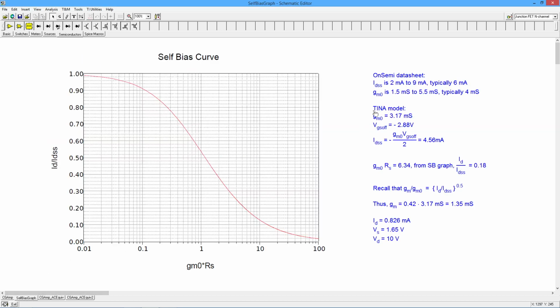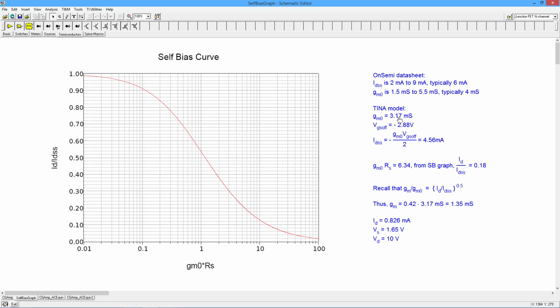So we're going to use those two things: GM0, 3.17 millisiemens, and VGS off of negative 2.88 volts. I'm going to take this equation, and from that, I can get the IDSS value. Now, typically, we would have this equation set up in a slightly different form, and we would find the value of, let's say, GM0 from it. But in our case, we have GM0, so we're just going to find the IDSS value. Okay, so far so good.